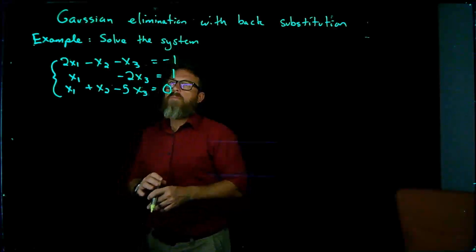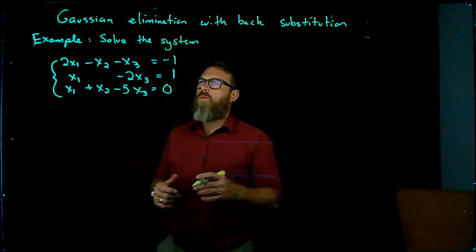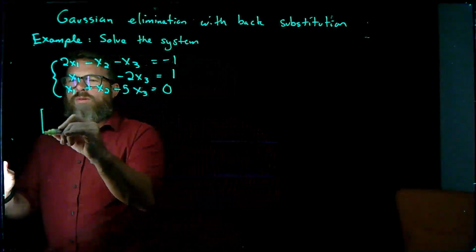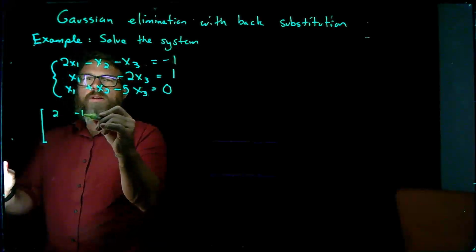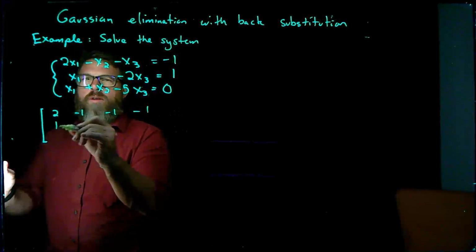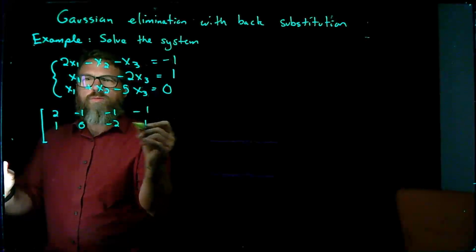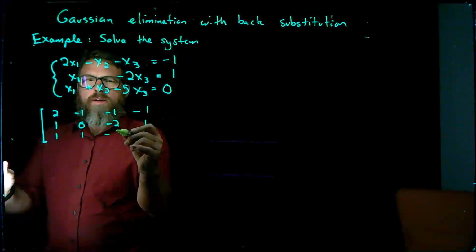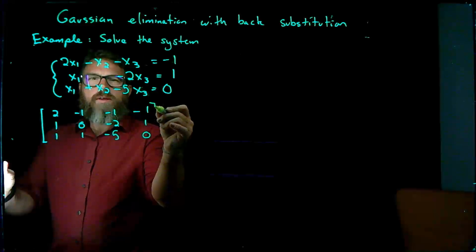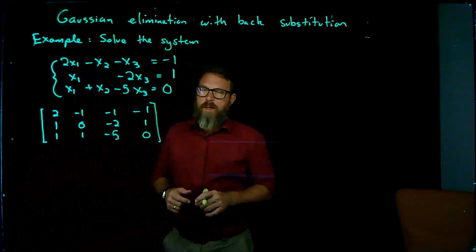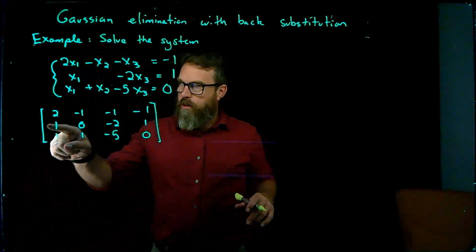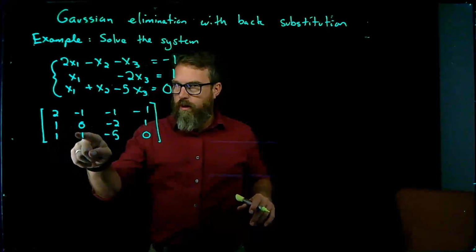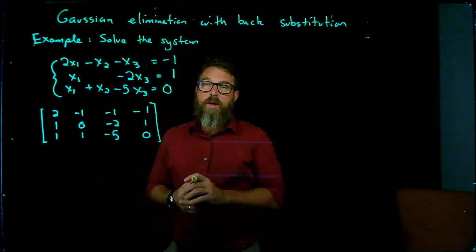All right, so let's do our second example. So what I want to do is put this into matrix form: 2, 2, minus 1, minus 1, minus 1, 1, 0, minus 2, 1, 1, 1, minus 5, 0. So again, what I'm trying to do is make this a 1, this is 0, this is 0, this a 1, this is 0, this a 1. So we're going to go in that order.